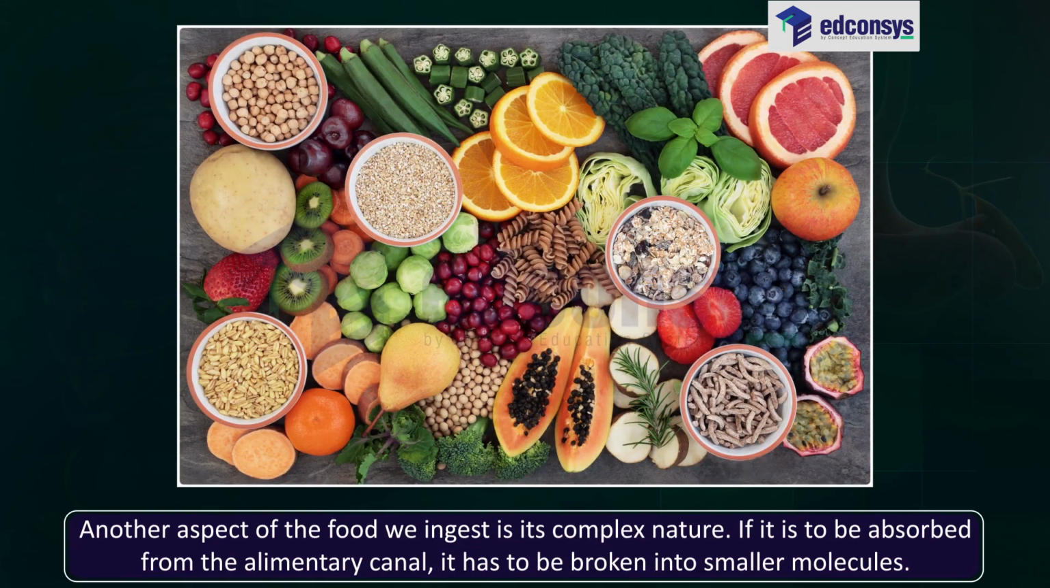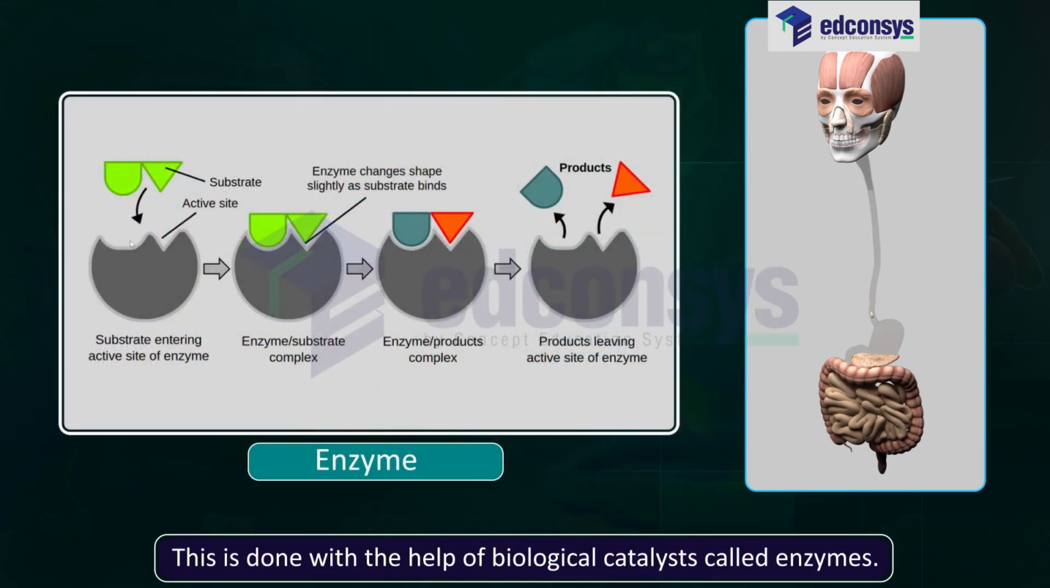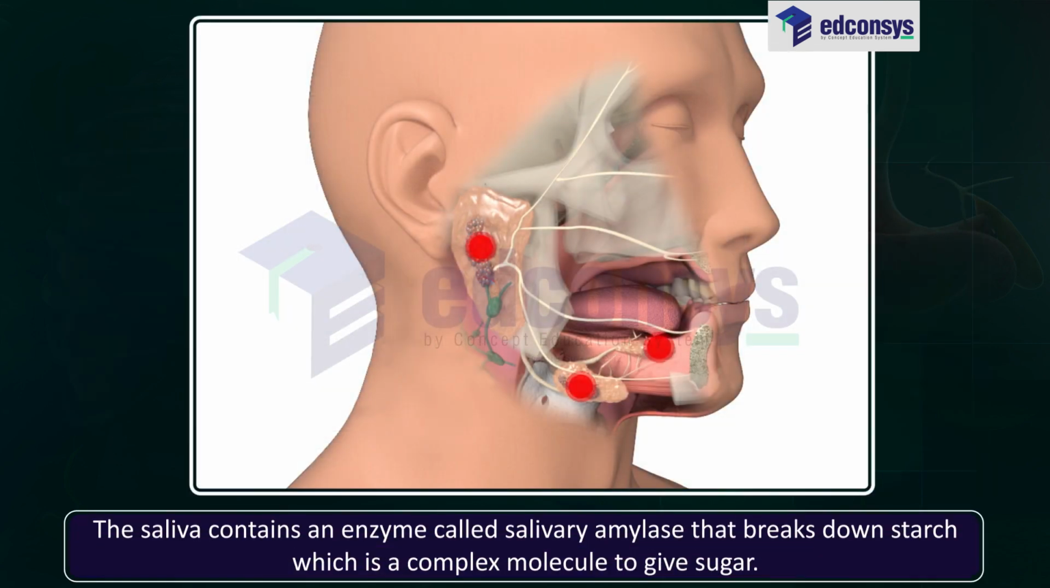Another aspect of the food we ingest is its complex nature. If it is to be absorbed from the alimentary canal, it is to be broken into smaller molecules. This is done with the help of biological catalysts called enzymes. The saliva contains an enzyme called salivary amylase that breaks down starch, which is a complex molecule, to give sugar.